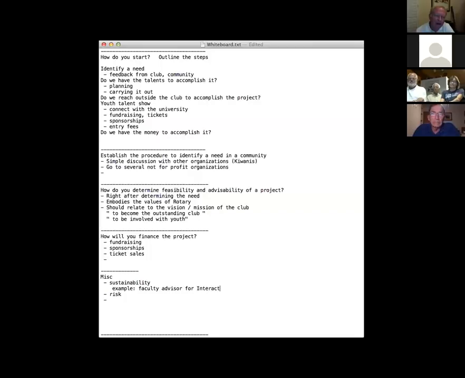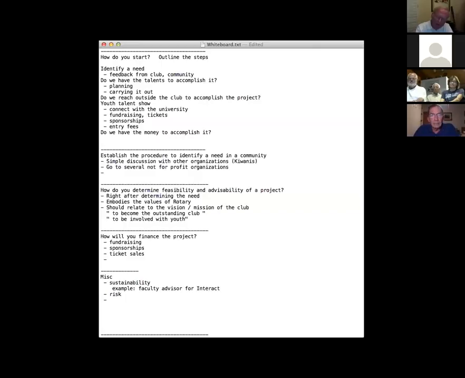We've seen it down here. And particularly the challenge is if you don't have that advisor and all your kids are seniors and they graduate, who's going to carry the project through? So that's a terrific example.